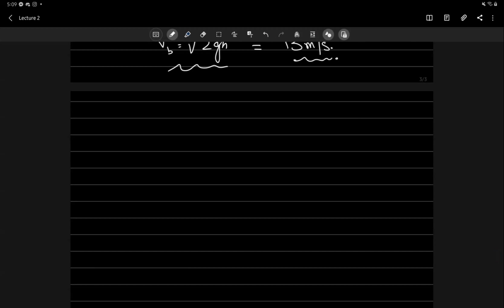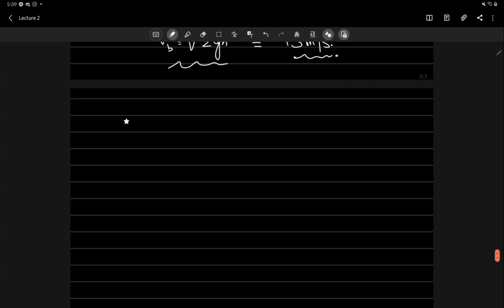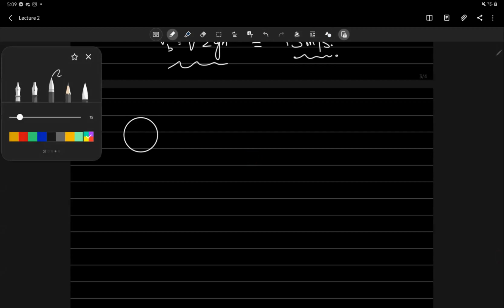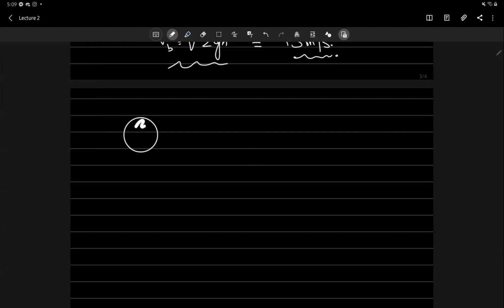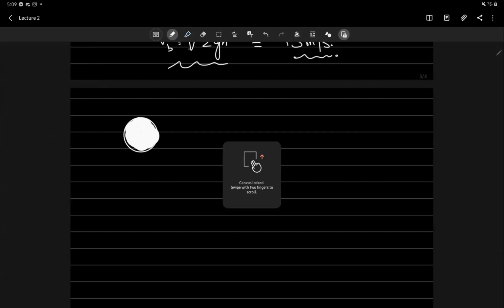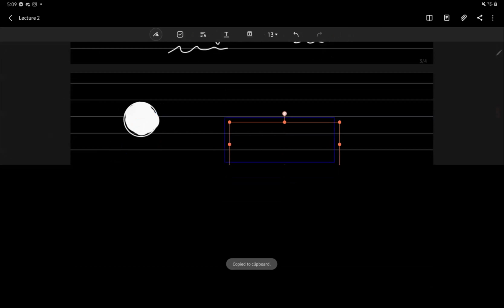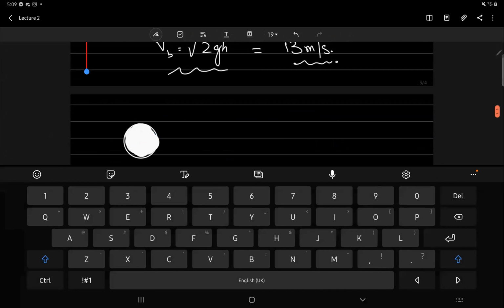And to demonstrate that, let me just do this. Let me draw a circle, and let's just fill it with some color. Right. Now I'll just copy paste this. What happened here?